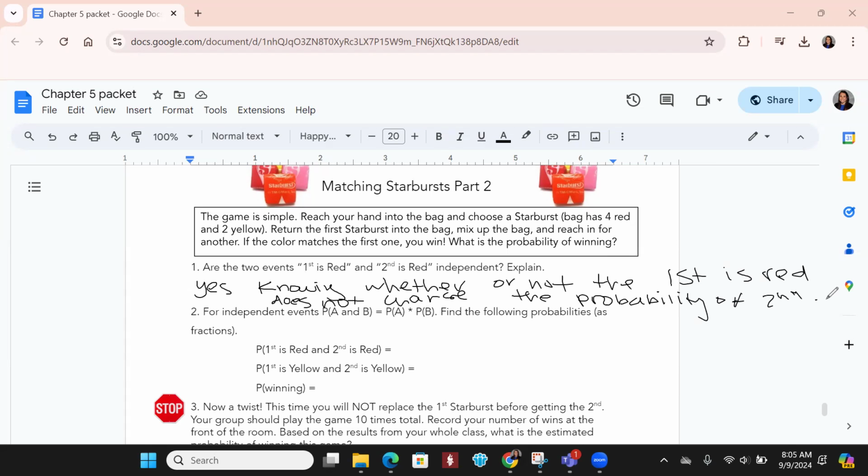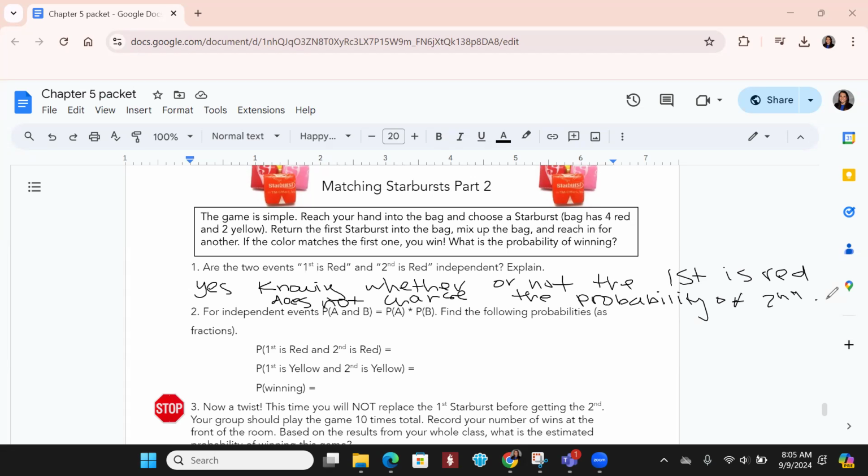Yeah, but it's still the same probability either way because we have 4 out of the 6 are red. And then on the next time, we have 4 out of the 6 are red. So same probability each time. They're independent events. Okay. All right. So for independent events, P of A and B equals the probability of A times the probability of B. We did that last time.